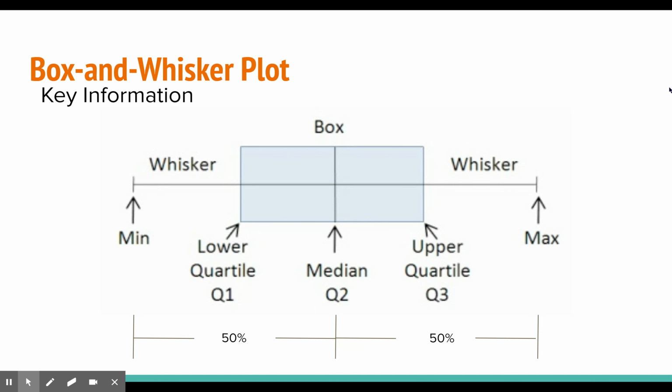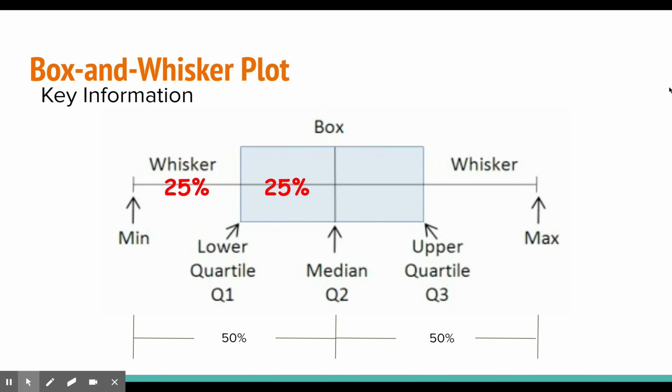Now, what's nice about a box and whisker plot, and again, thinking about these quartiles, is you can tell how much data is in each section. The median, the Q2, is right in the middle. So that means 50% of our data is to the left of it, 50% of our data is to the right of it.